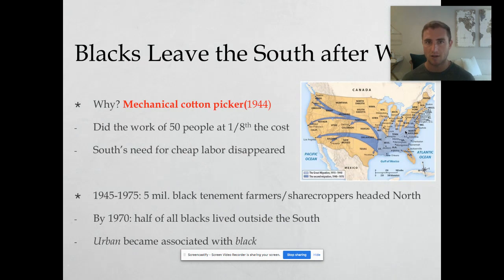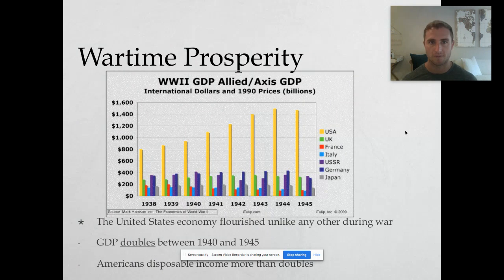Why are so many blacks leaving the South? Not only available jobs, but also jobs diminishing in the South because of a new creation in 1944, the mechanical cotton picker. Of course, many African Americans continued to work in agricultural jobs for almost a century after the end of the Civil War. Those jobs are simply not available with new machinery. And because of this, we see a mass movement out of the South.